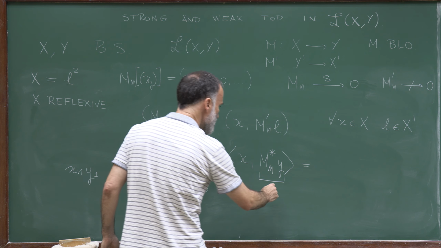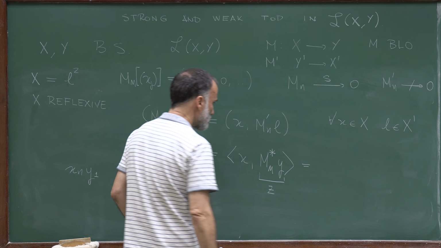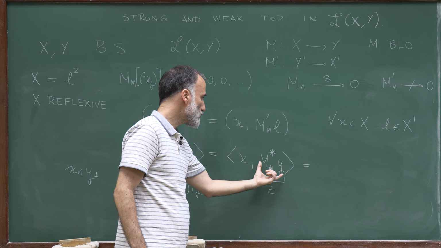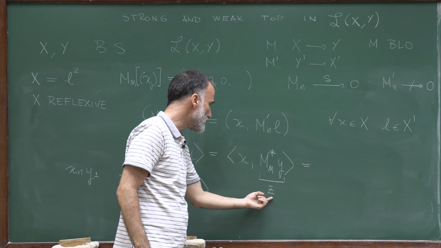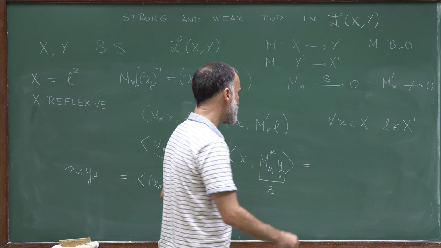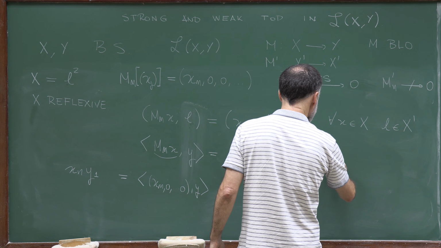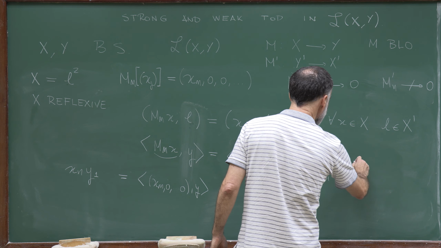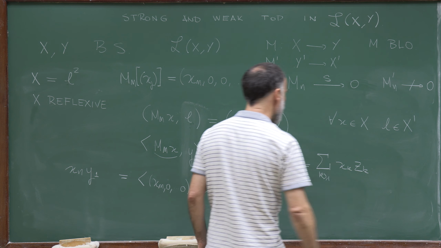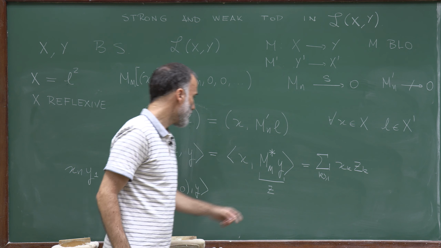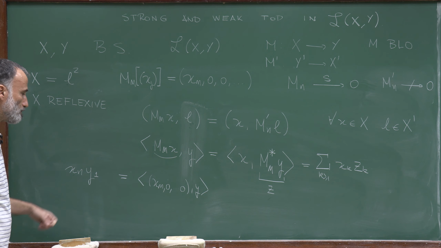Let me call that z. Mn star sends X to X, so let me call this new sequence z. And so this is just the scalar product between x and z. So this is the sum for k larger than or equal to 1 of xk zk. And this has to be true for all sequences x.